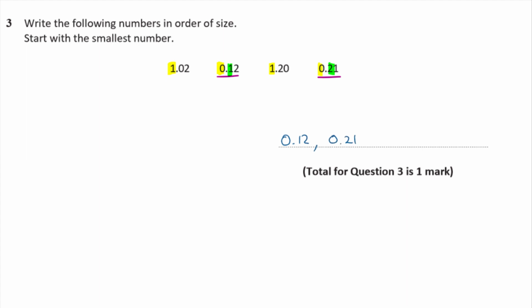Let's look at the second digit of our numbers that start with 1. I've got 0 and I've got 2. So again, picking the one that's got the smallest digit first, 1.02 is next and 1.20 is last. So 0.12, 0.21, 1.02 and 1.20.